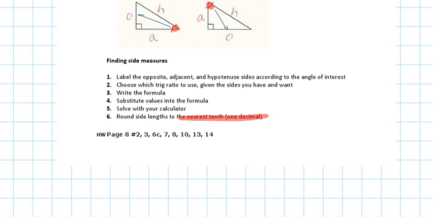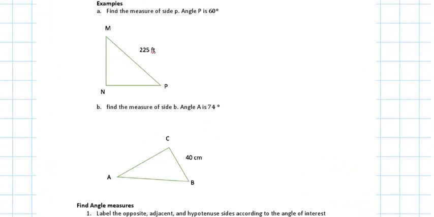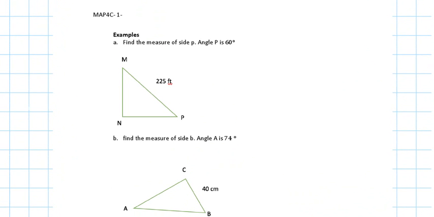So let's look at the example here. The question is asking you to find the measure of side P if angle P is 60 degrees. So in this case, I know that angle P is 60, and they're asking me to find side P. Which one is side P? Side P is the one across. So it's MN, right? So this is side P. Okay? Now, I know my angle of interest. What's the first thing I have to do? This is my right angle triangle. It's right here. So what's the first step that I have to do here?